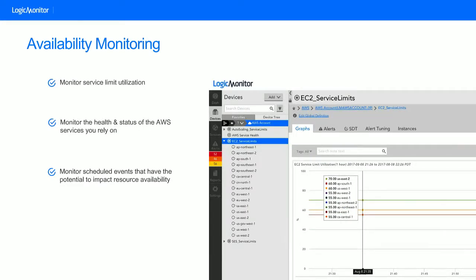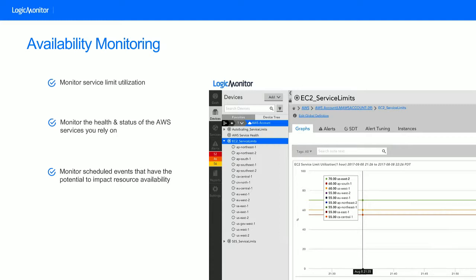And resource performance really isn't the whole picture for cloud resources. Arguably as important is the availability of the cloud services that you're relying on. And this really comes down to, if there's an issue that results in your end users not being able to access your application, you need to quickly know and be able to quickly identify what it is. Is it an issue with the availability of the cloud service? Have you hit your service limits? Was there a scheduled maintenance event you didn't know about for one of your instances?